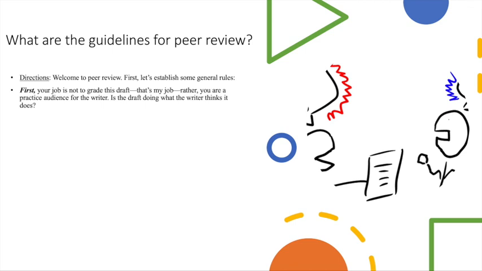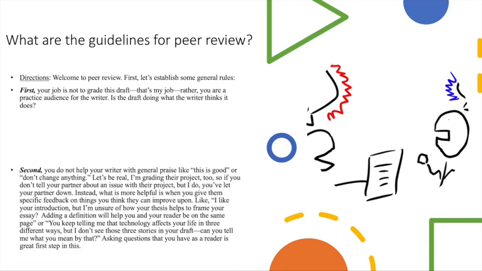First and foremost, I want you to think that this is not a way that you're going to grade another colleague's draft. Grading and the final assessment of a paper is actually my job, so you don't have to worry about that. What you are doing is you're acting as a practice audience for the writer. Thinking constantly as you go through it, is this draft doing what the writer thinks it does? Now, I will provide further guidelines on what you'll be looking for with this specific draft. So these are just some ways you want to approach peer review.